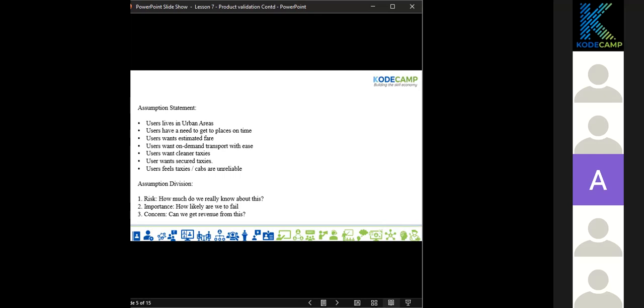Okay. I agree with her. I think estimated fare is an unknown fact, but it is important. And users want secure taxis. I think that is also important, and it is known. So it should be placed in the important segment.